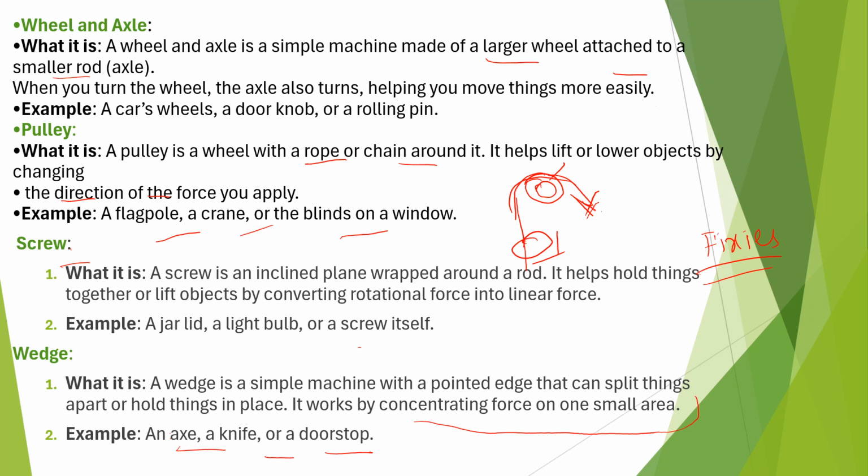Okay. How easy life will be with using a knife. See, you can easily chop the vegetables, right? And an axe, how nicely. Like, if you take a blunt knife, do you think you can cut the vegetables properly? No, right? Only if it is sharp you can do that. It means that the force is concentrated on one small area. Okay.